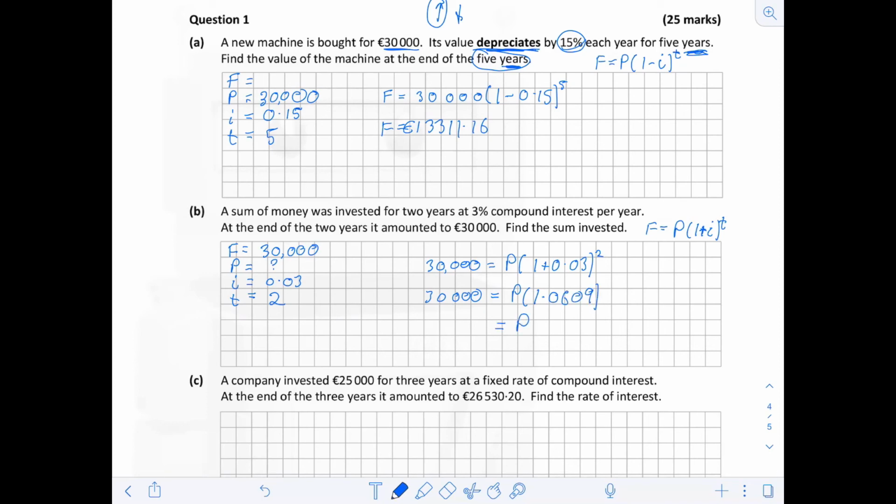1.0609. So P by itself will equal 30,000 all over 1.0609. So 30,000 divided by 1.0609 equals, so P is equal to 28277.88 euro. So we put that amount of money in and it turns into that amount of money.